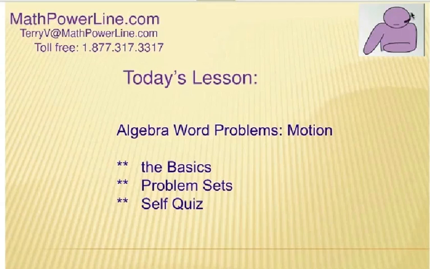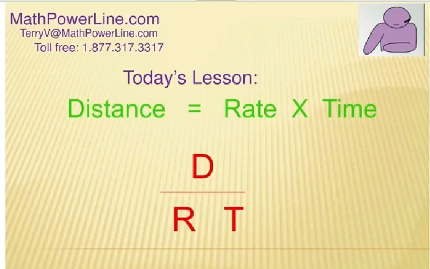We've been doing some algebra word problems about motion, and we got over the basics in the previous video. Now it's time for a problem set and have you try. These word problems will all be using the formula for distance: distance equals rate times time. It's a very simple formula.